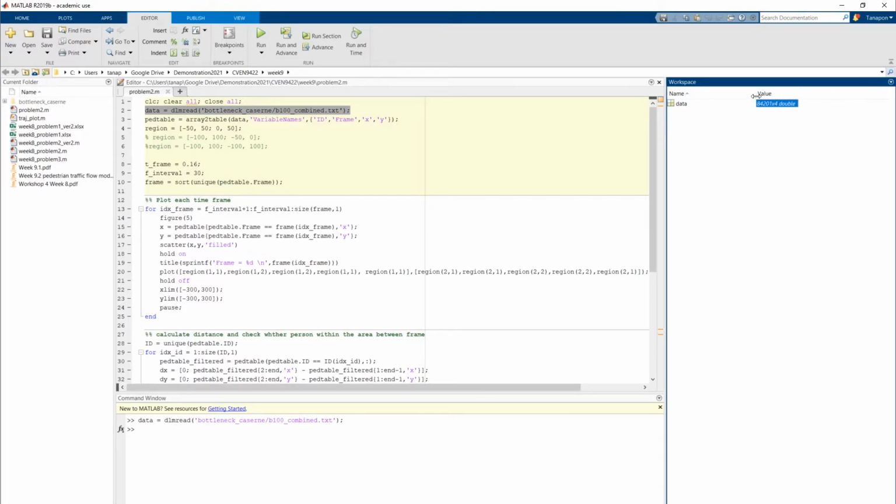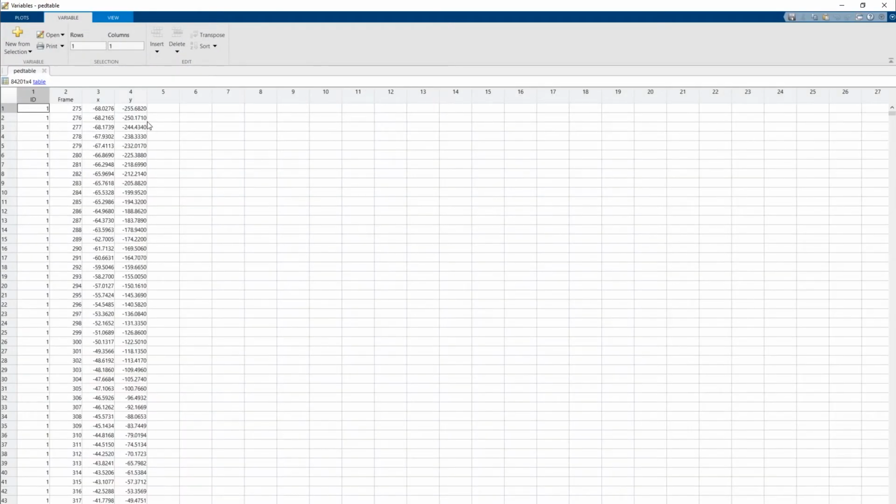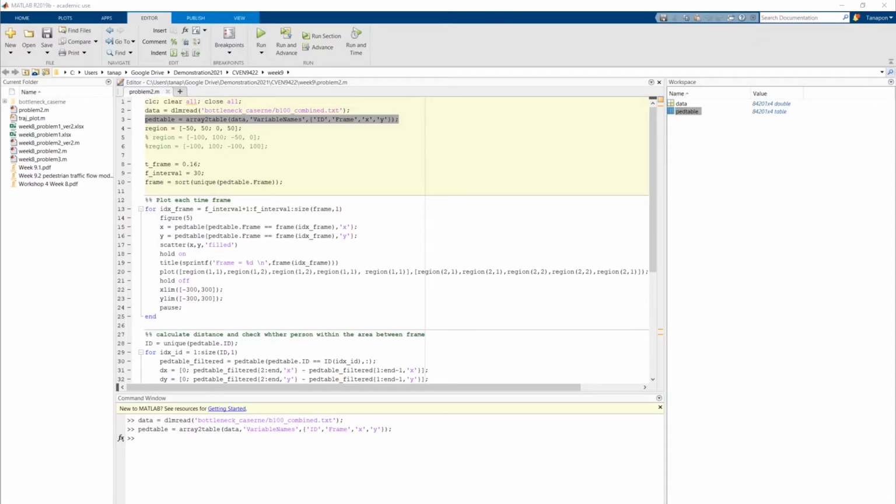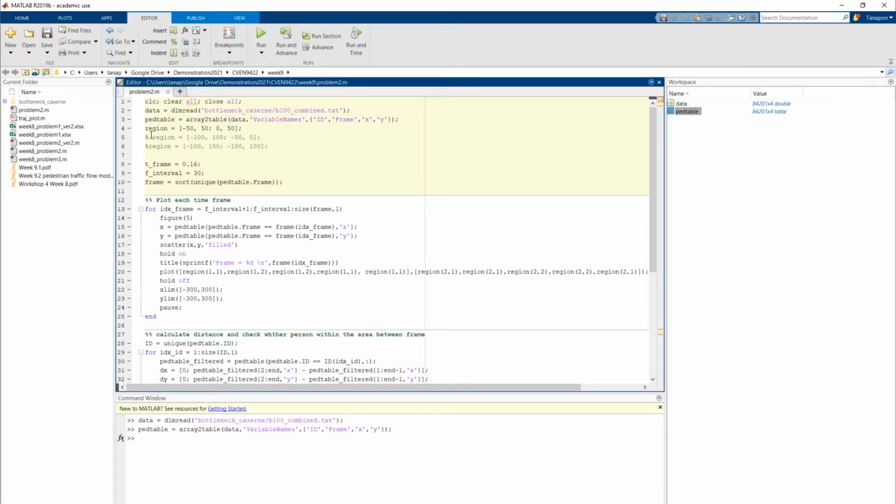My workspace looks a bit weird, but that's fine. Then I convert that to ID and frame. And then we can set up a measurement area, like we did in the previous questions.